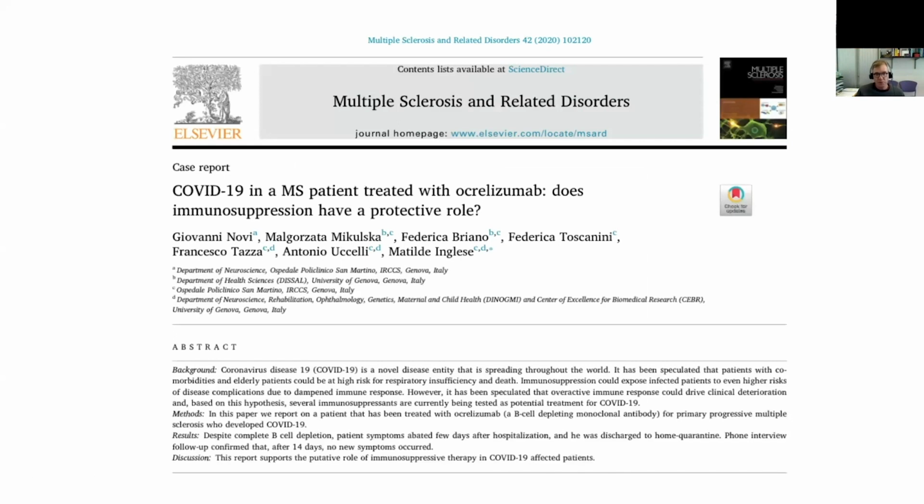Anyway, a case report came out a couple of weeks ago showing a patient with quite advanced primary progressive disease who got COVID-19. They had been on ocrelizumab, had no B cells in their peripheral blood, and recovered without any complications from COVID-19. So this supports the observation that agammaglobulinemia patients with no B cells also recover.